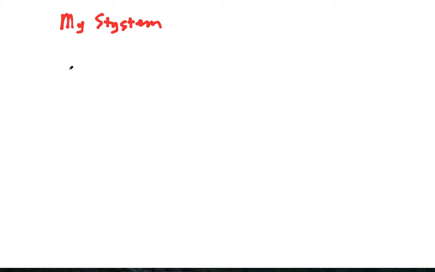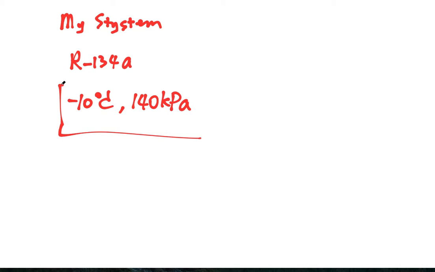My system is R134A. It's a refrigerant. That's the substance the system is made of, and we have the pressure and temperature. We know the temperature is negative 10 degrees Celsius. We know the pressure is 140 kilopascal. So that's what we know about our system. We first need to determine the phase of the system.